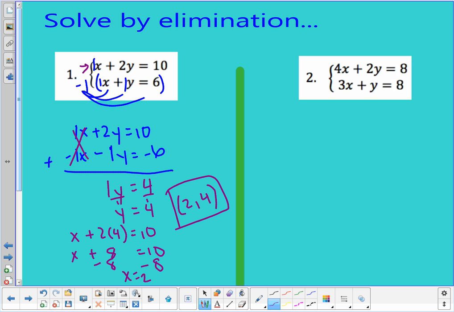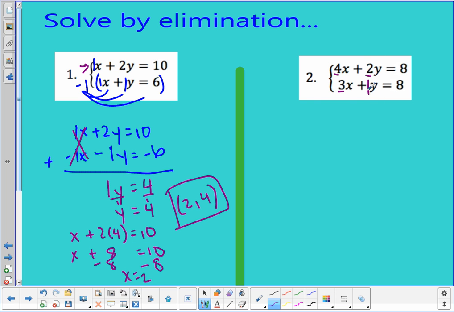In number 2, I have 4x plus 2y is equal to 8, and I have 3x plus y is equal to 8. So right now, at least the first step is to check if your variables are lined up. X is lined up, y is lined up, equal signs, constants, everything's in the right place, which is great. Then I look at my coefficients. Here I have a 4 and a 3. Ooh, that's not so great to work with. Here I have a 2 and a 1. That's not horrible, but they're still not the same number.